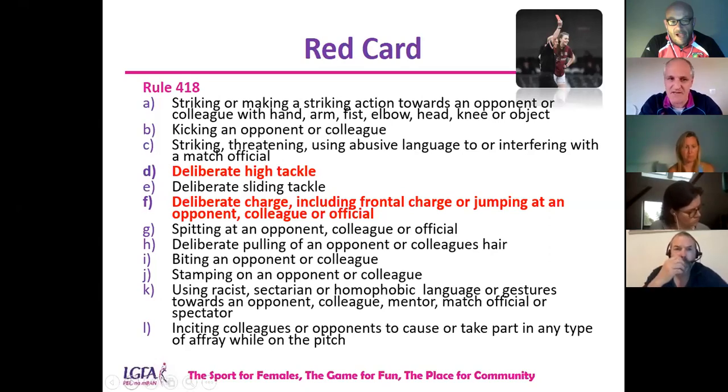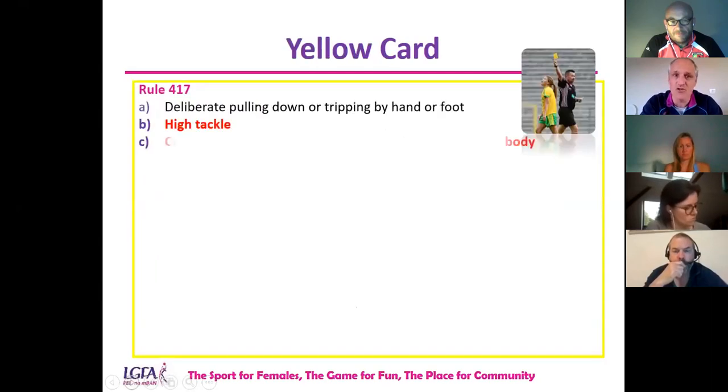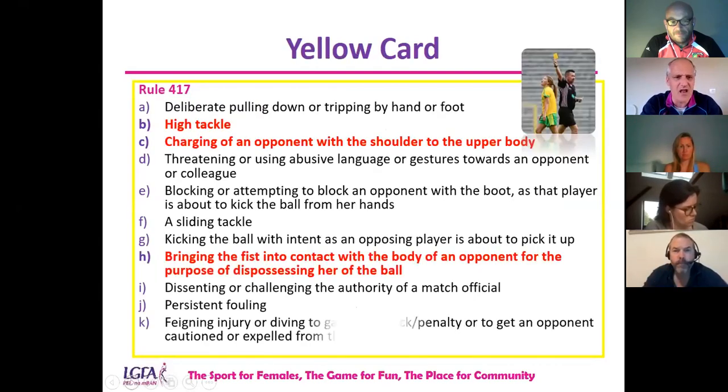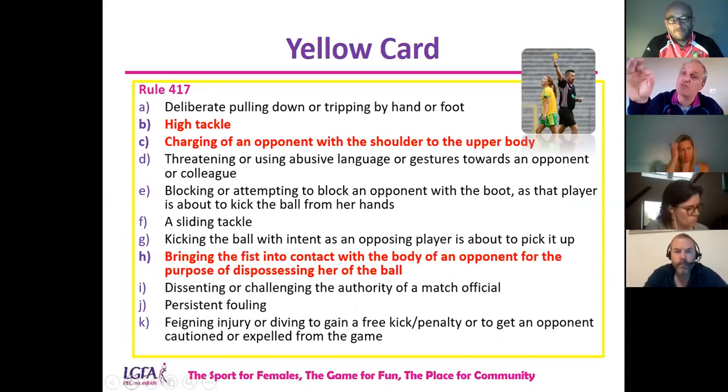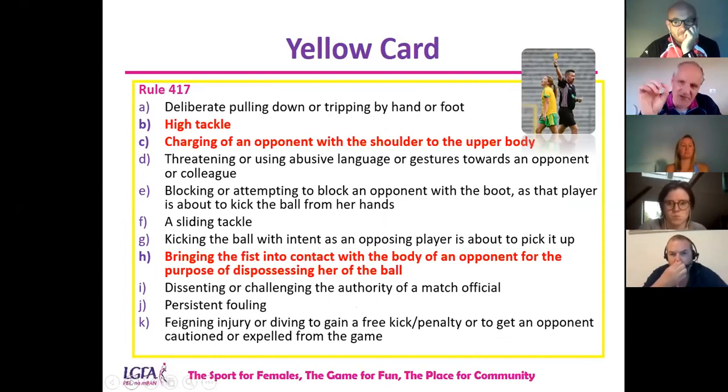They're available on the website. If you want to do another workshop on this, no problem. If you look at the red and yellow card, a lot of yellow card offences, we only challenged 3 of them tonight. So we looked at 3 of those yellow card offences tonight. Again, particularly the contact.